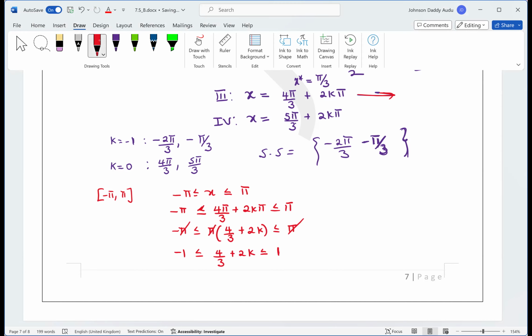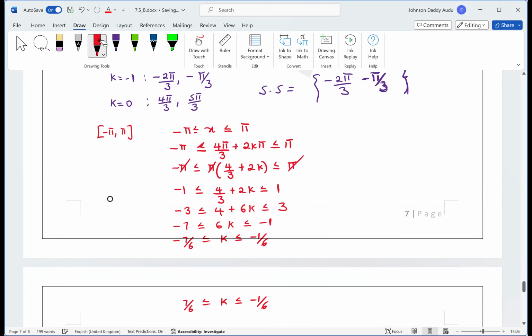So it means that you can multiply both sides by 3 if you want. So this will become minus 3 less than or equal to 4 plus 6k is less than or equal to 3. So we just multiply through by 3. Now, if you take this here, this is minus 7 is less than 6k is less than what? 3 minus 4, minus 1. So we subtract 4 from both sides. Dividing both sides by 6, you will have minus 7 over 6 is less than k is less than minus 1 over 6. See? So this is what we will get here.